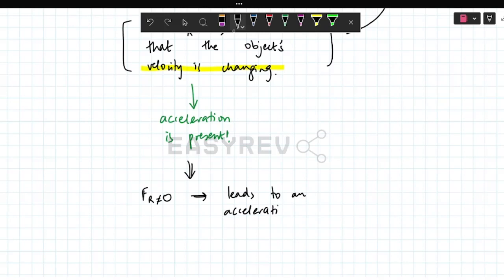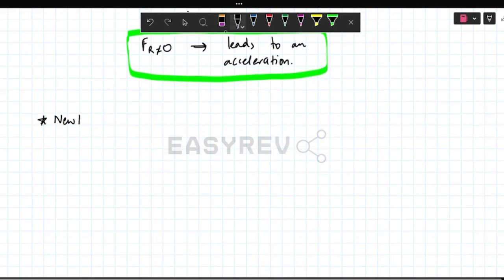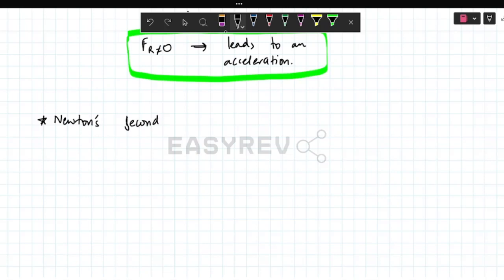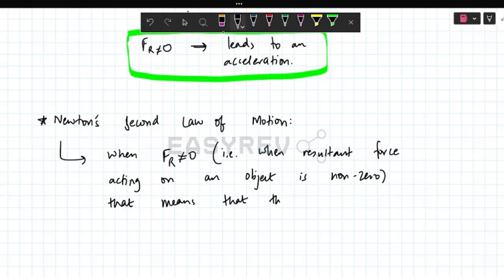What I've presented here as this statement is extremely important, so much so that it follows Newton's first law into what we call Newton's second law of motion. So let us define that first. We're now entering Newton's second law of motion. And we formally phrase it as follows: when the resultant force acting on an object is non-zero, that means that the object will accelerate in the direction of the force, or rather the resultant force.